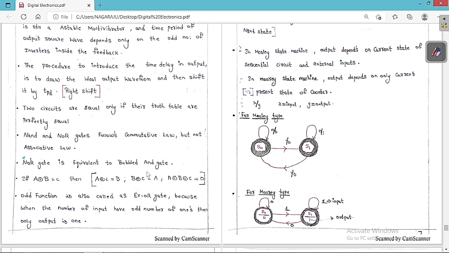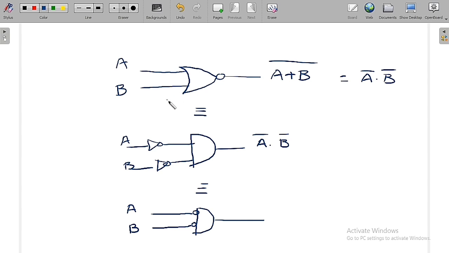NOR gate is equivalent to bubble AND gate. I already told you, NOR gate is always equal to bubble AND gate, and I have already explained these things. You can see it clearly from this picture. This is the NOR gate with inputs A, B, and the output is (A plus B) whole bar, which is equal to A bar into B bar. So this is equal to a bubble AND gate. Bubble AND gate means this figure: we keep NOT gates in between the inputs and this AND gate.